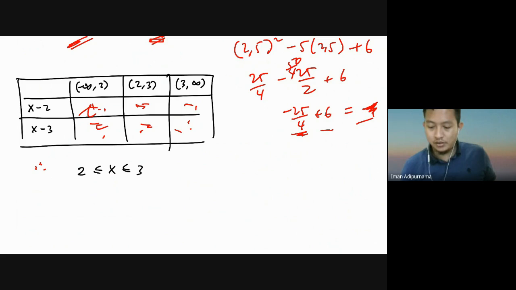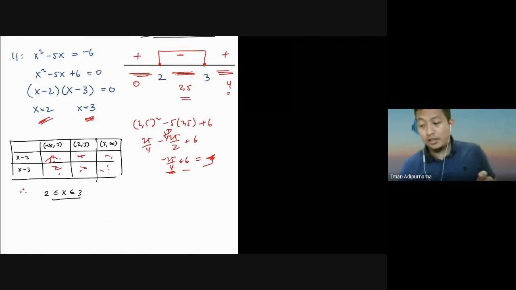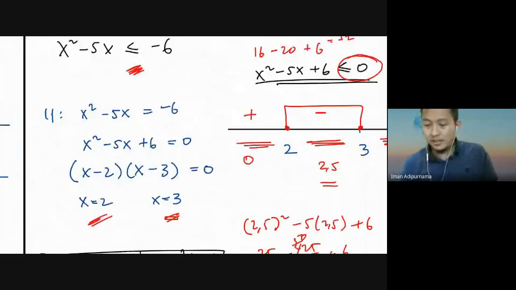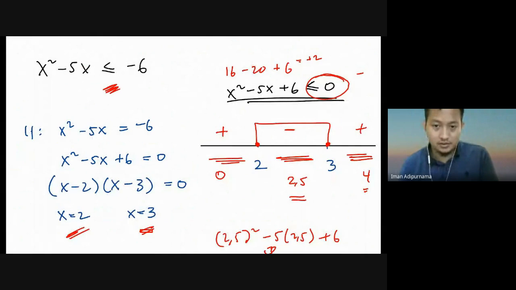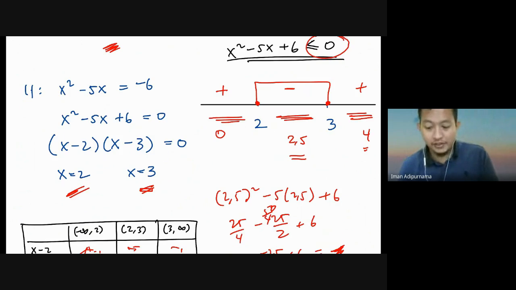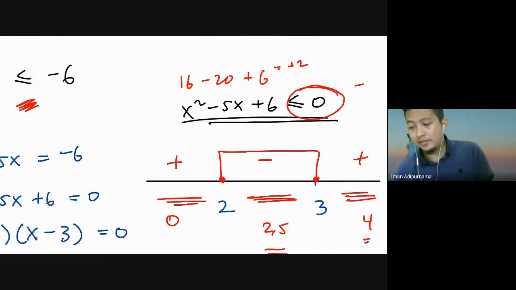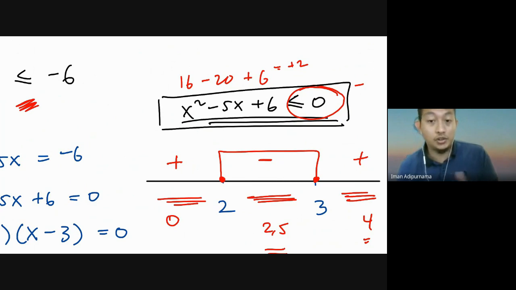But my preferable method is that every time you have an inequality, you treat it as an equal first. Find the points, which means finding x equals 2 and x equals 3, put them on the number line, and then put your goal. This is your goal, right? You need to make these expressions less than or equal to 0.